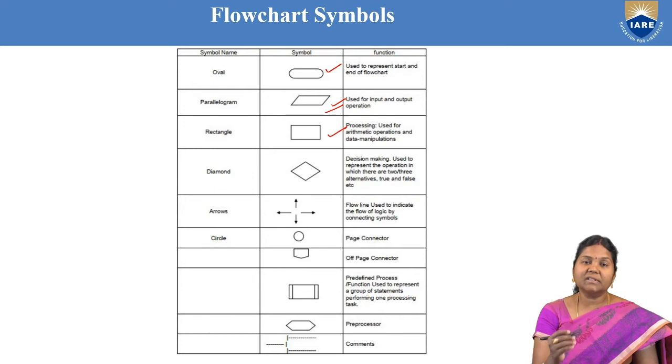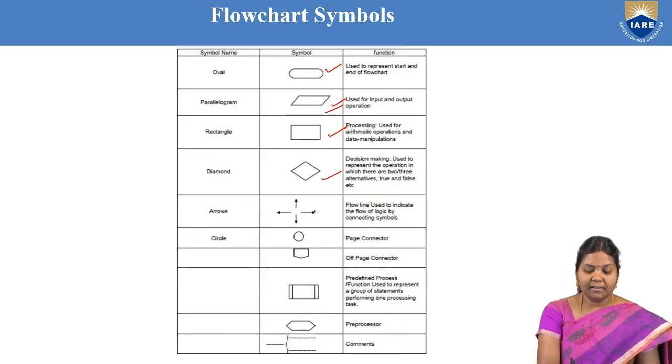So for any kind of processing statements you want to write, you need to use this rectangular box. The next symbol is called a decision box. This box is used for decision making. If you have more than two alternatives, or in cases of true and false, a binary decision you have to make, you can use this decision box.